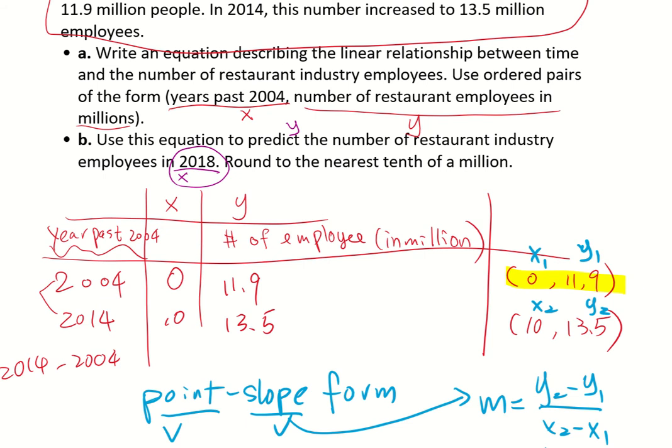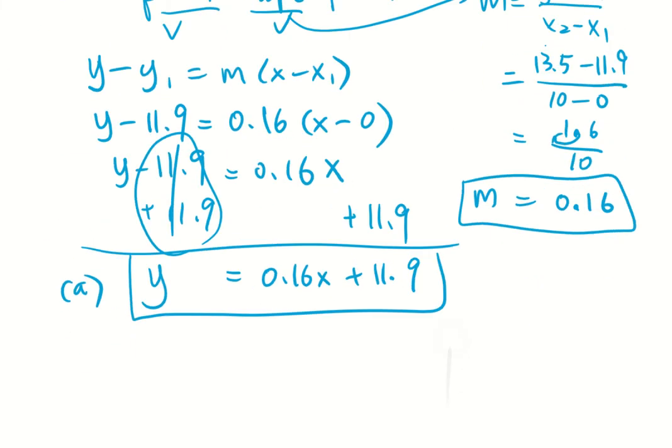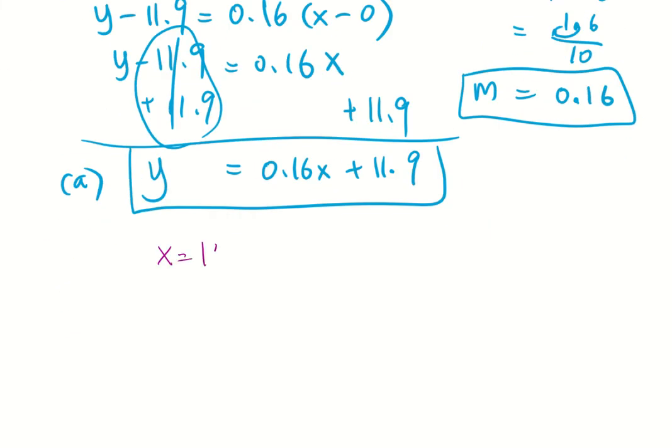Okay, so 2018 turning into our x will be 2018 minus 2004, right, which is 14. So basically this problem becomes, knowing x equals 14, I'm trying to find the corresponding y value. All right, so what I'm going to do here is plug in 14 into the equation for x. So y equals 0.16 times 14 plus 11.9.